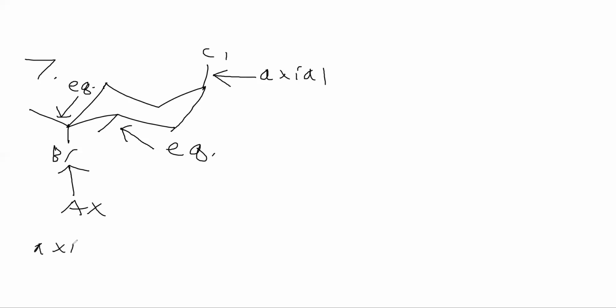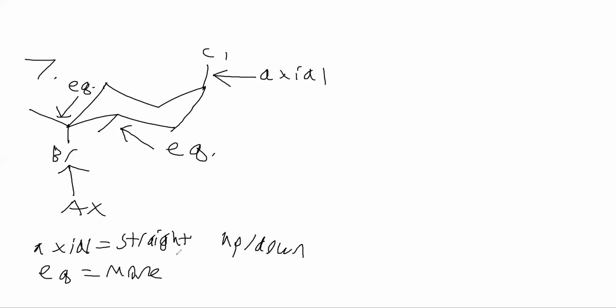So something is axial if it's straight up or down. And then it's equatorial if it's more in the plane of the molecule. I don't know how else to put that. But I think the way I've always done it is I identified what direction the axial is. And it alternates straight up and straight down. So those are all the axial positions.